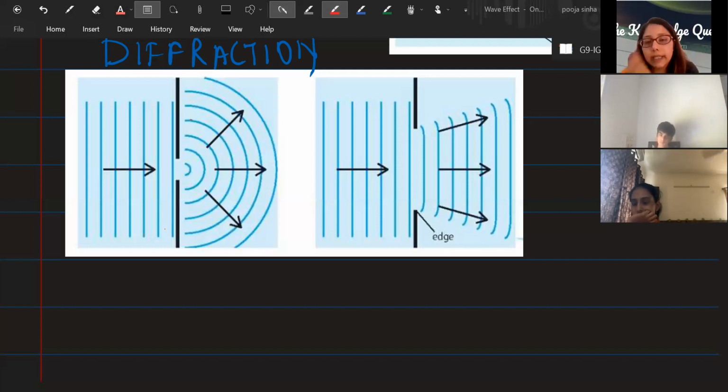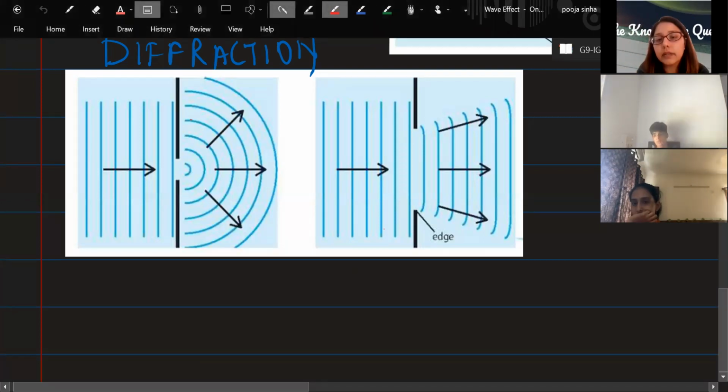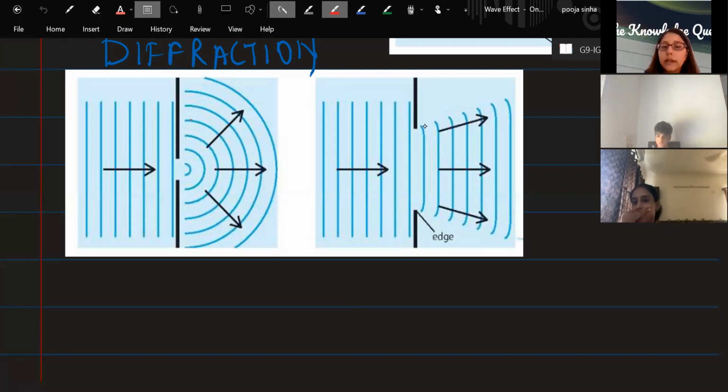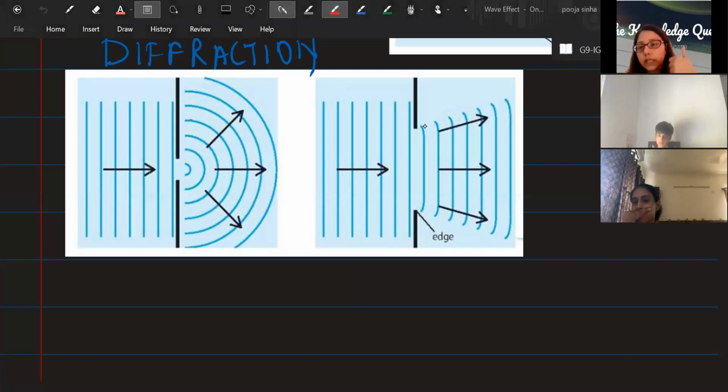In the second figure, now let's see. The gap is much more than the wavelength, right? So there is bending happening, but only at the edges. What do I understand from here? First, what is diffraction? Waves bend round the sides of an obstacle, and they spread out as they pass through the gap. This whole phenomenon is called diffraction: the bending of waves is diffraction, okay?